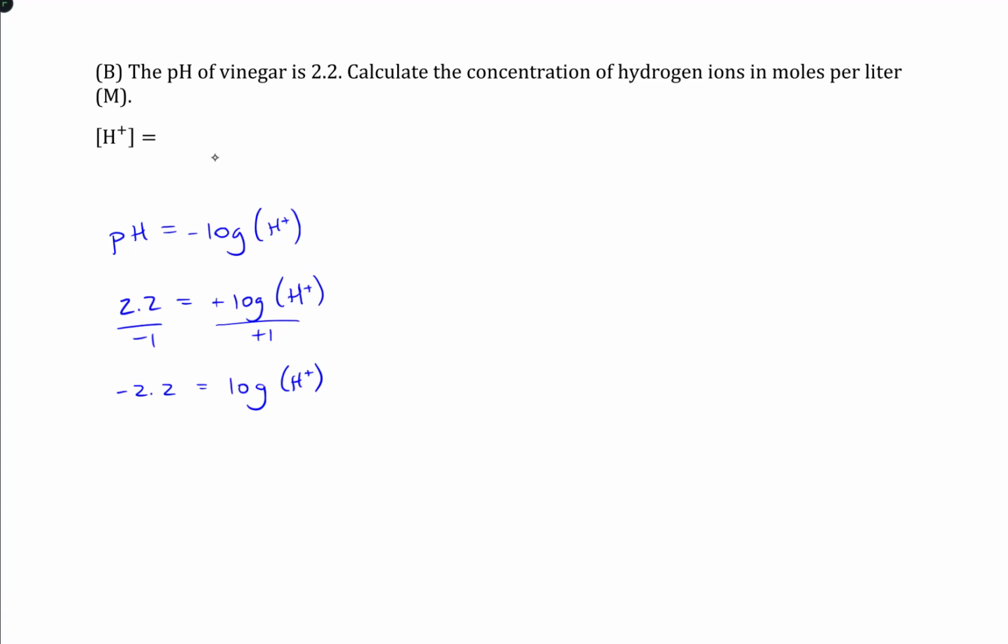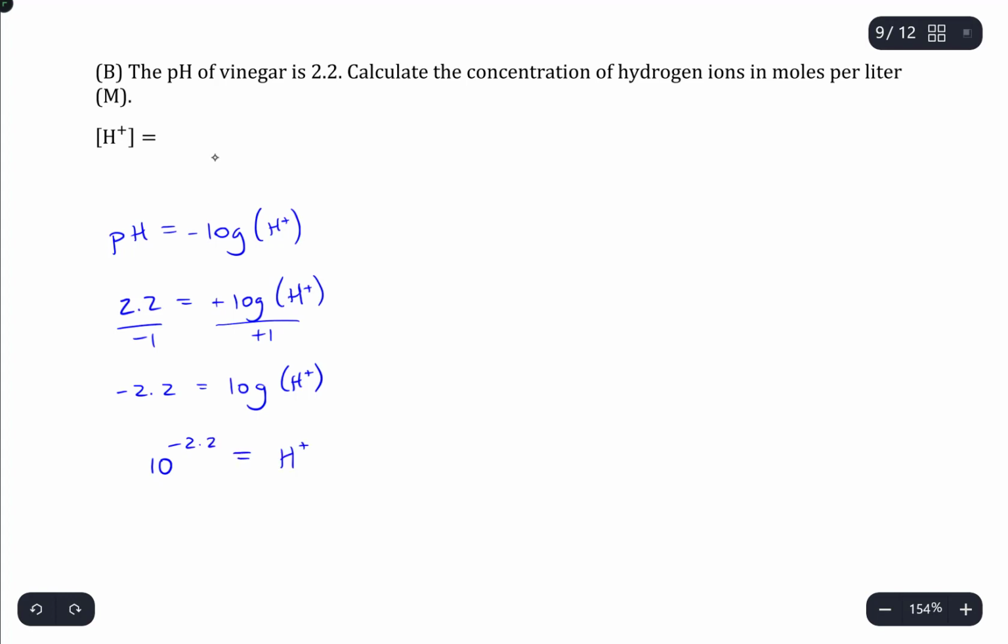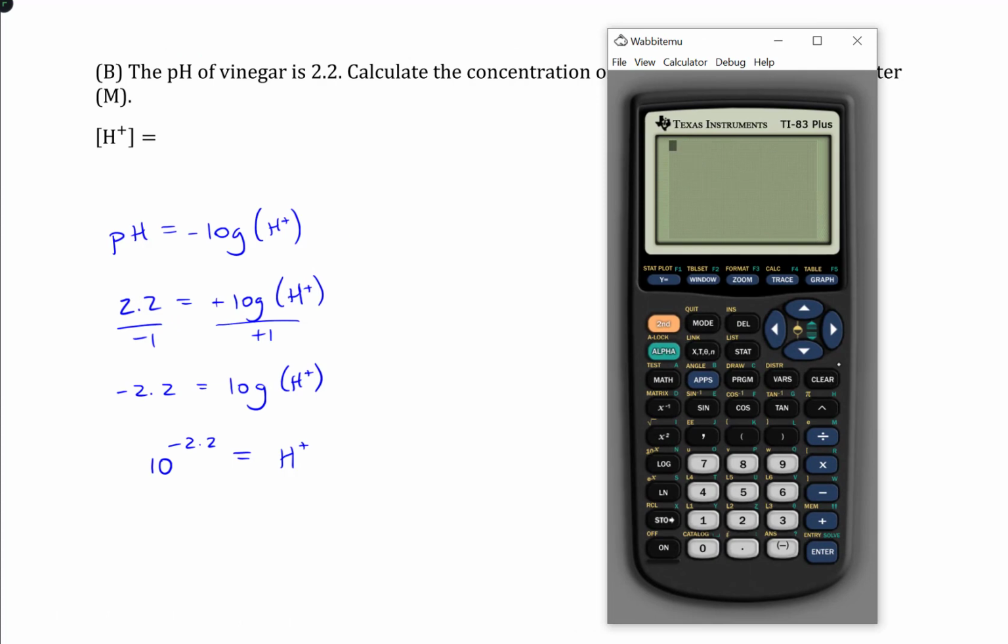And we can't solve it as a logarithmic equation because the variable is in the argument of the logarithm. So we need to change this over into exponential form. So we have a base of the logarithm as 10. It's just understood for a common logarithm. Raised to this exponent of negative 2.2, and that's equal to H positive. And that we can put into the calculator in order to get a value. So 10 raised to the negative 2.2 results with 0.006 as an answer.